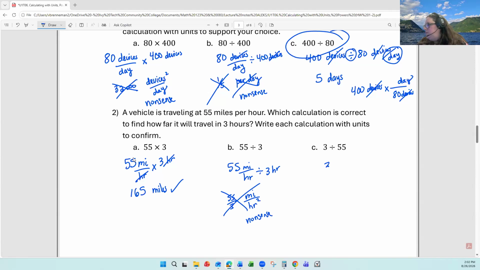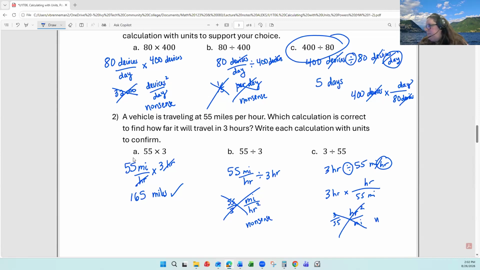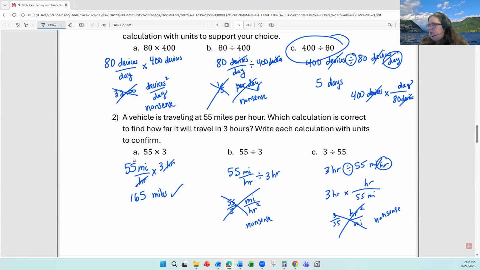And 3 hours divided by 55 miles per hour, again, the divided and the per flip. So this would be also 3 hours times hour on the bottom over 55 miles. So this would be 3 over 55. Again, whatever that comes out to, the unit would be square hours per mile, which is also nonsense. So keep the units with the numbers, pay attention to what the units are doing, and if the units aren't doing what they should do, then the calculation is incorrect.